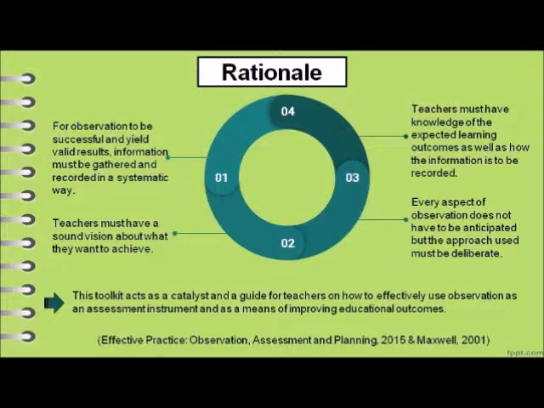For observation to be successful and yield valid results as it relates to students' learning outcomes, information must be gathered and recorded in a systematic way. To do so, teachers must be prepared to have a sound vision about what they want to achieve. Every aspect of observation does not necessarily have to be anticipated, but the approach must be deliberate. Teachers must have knowledge of the expected learning outcomes as well as how the information is to be recorded. Good records equate to an effective assessment.